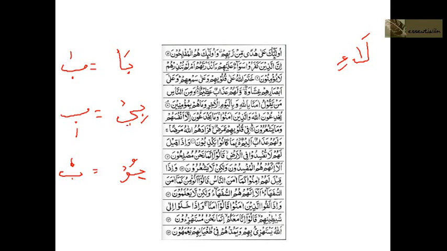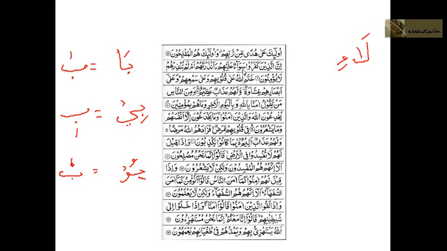Ulaika ala, 2 harakas, standing fatha. Ala hudam min rabbihim, wa, don't stretch. Ulaika humul muflihun, waw sakin with a dhamma before it, 2 harakas. Innal ladhina, ya sakin with a kasra before it. Innal ladhina kafaru, dhamma followed by waw sakin, 2 harakas.